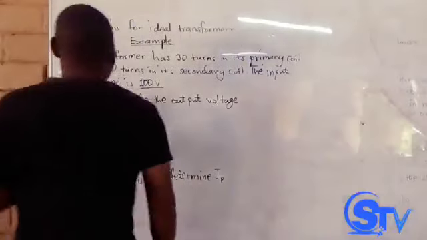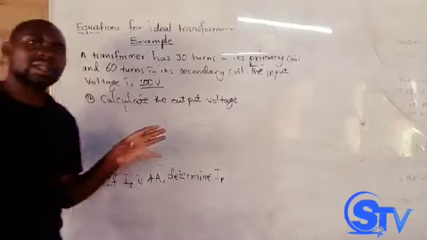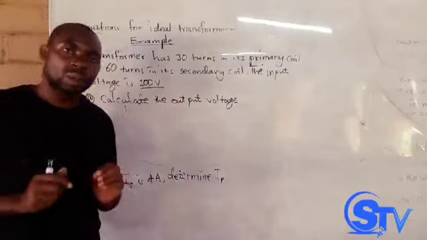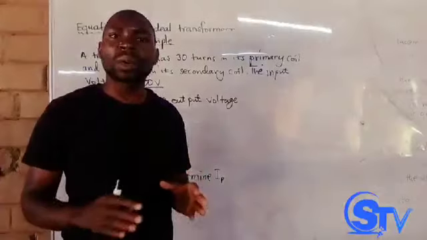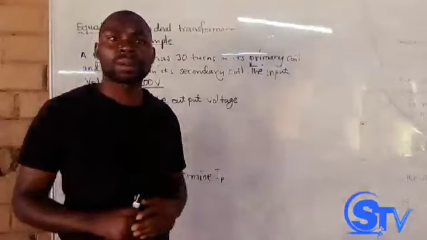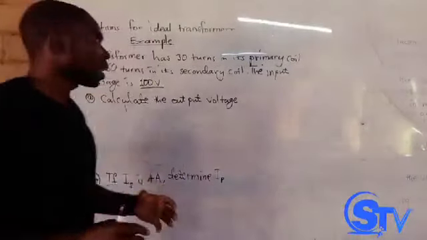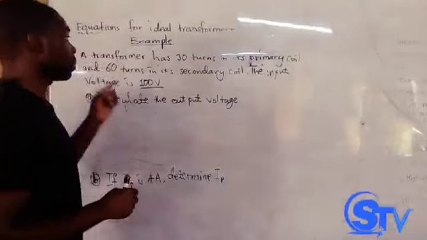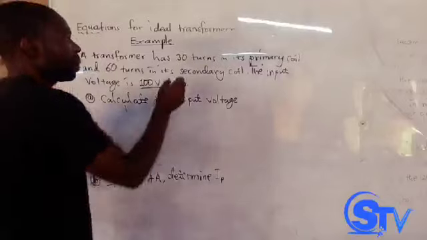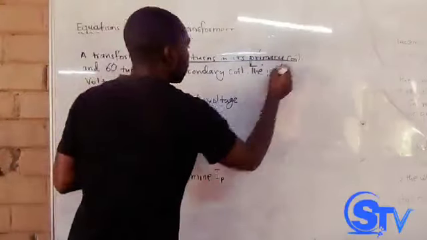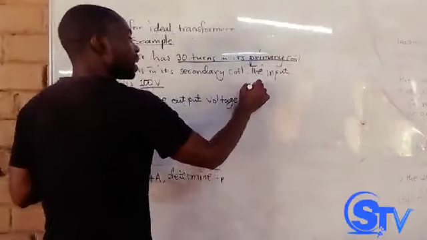Now, before we start calculations, I want to ask you a question. Is this a step down transformer or a step up transformer? So the answer to your question comes back here. You need to understand the statement. So in the primary coil, primary number of turns.